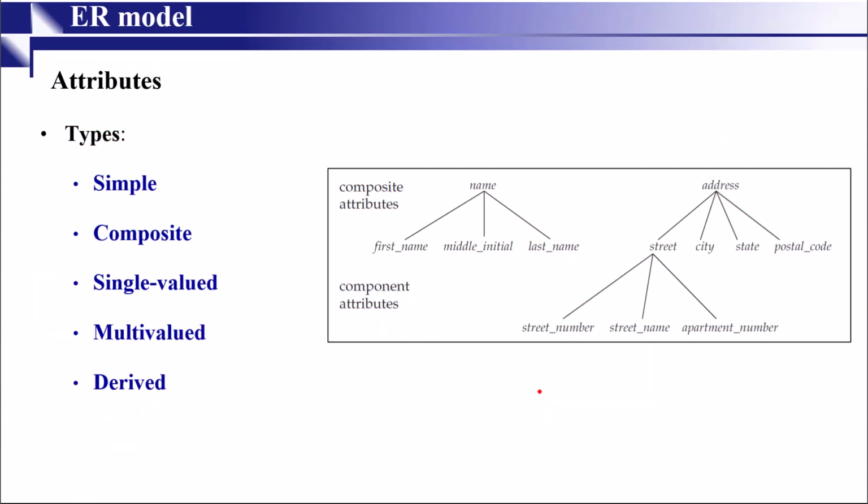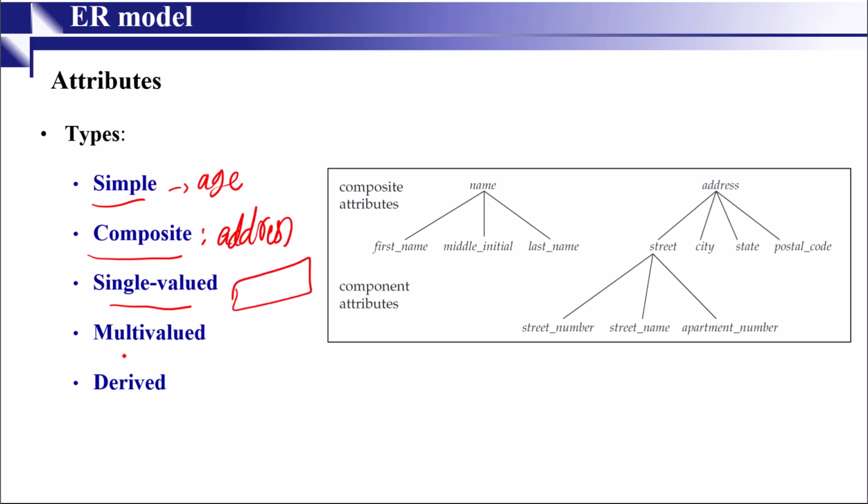Attributes can be simple, like atomic, like for example, age. They can be composite, like nested. For example, you can say address. They can be single valued. They have a single value. They have, for example, a name, right? Or they can be multi-valued, like multiple phone numbers, right?